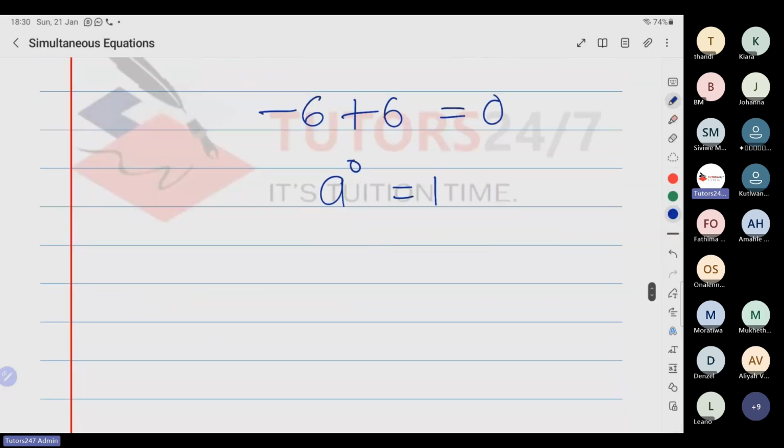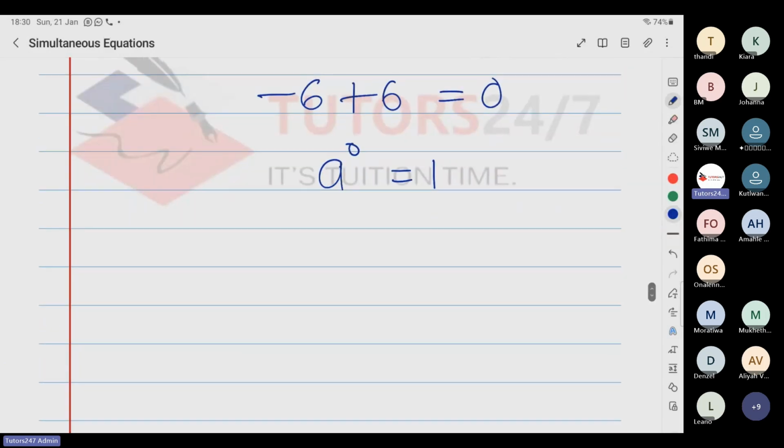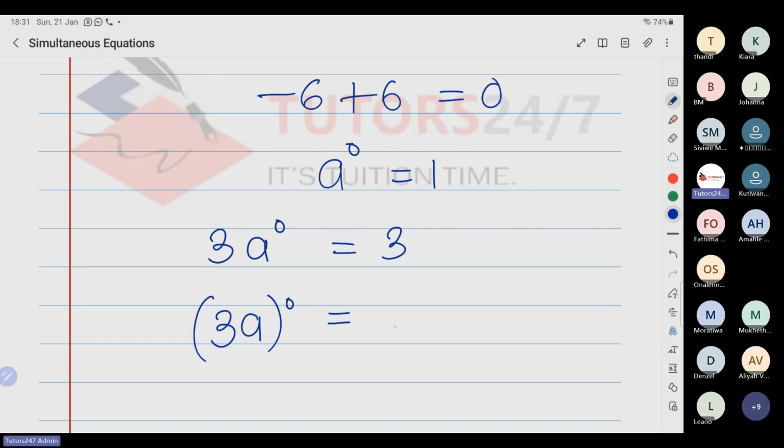It doesn't matter what it is. It can be 1,000,000, 100, 1,000, -1, a half, x, y, z. Anything to the power 0 is 1. But be careful with that. It can be represented differently in a question. For example, 3a to the power 0 and 3a all to the power 0. Even though they may look similar, they are different. The first answer is 3, the second answer is 1.